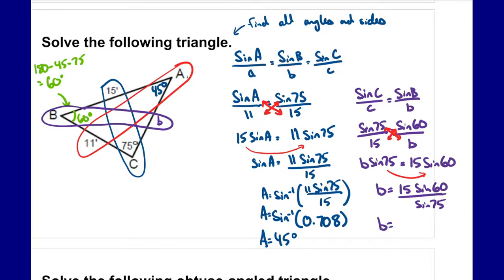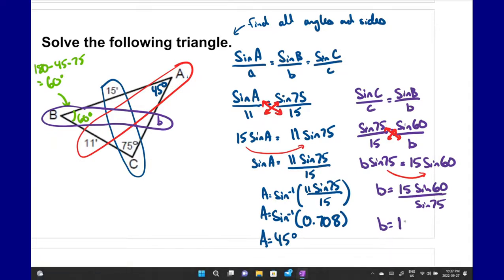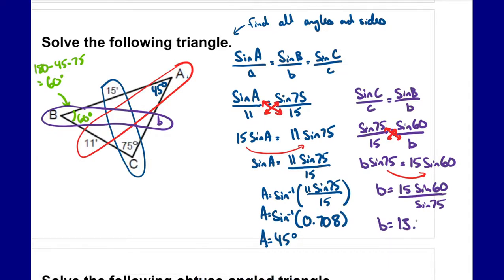So hopefully we can start to see a pattern between the steps that we're going through. Right? The only difference with this one, we're not trying to find an angle, so we're not doing the inverse of anything. So 15 sine 60 divided by sine 75 gives us a final answer of roughly 13.45. So we now know then that b is 13.45. We have all the other information, so we've solved the following triangle.